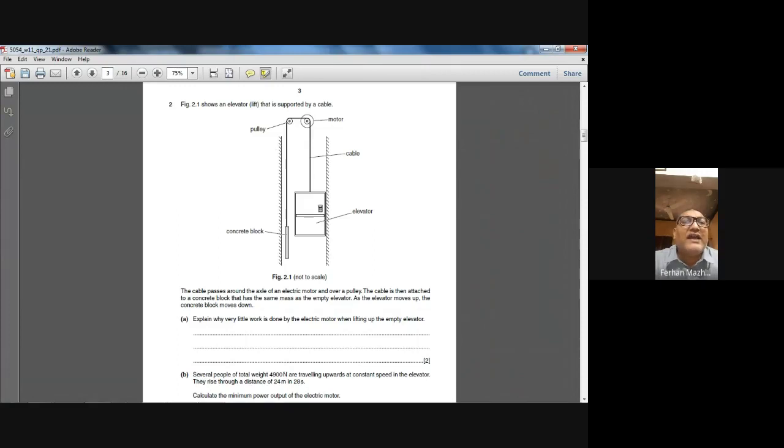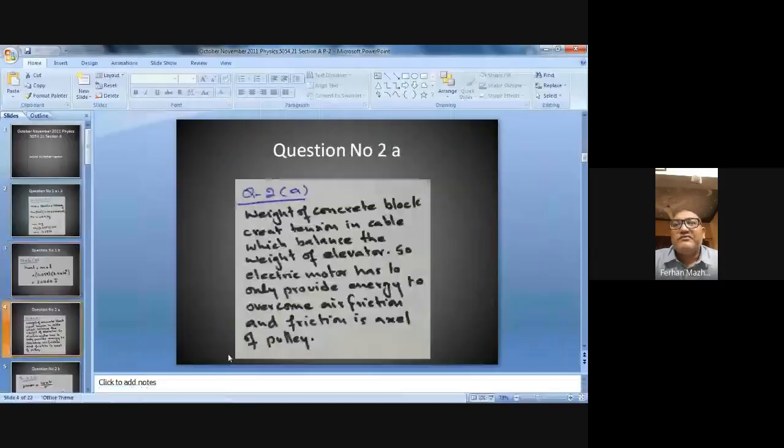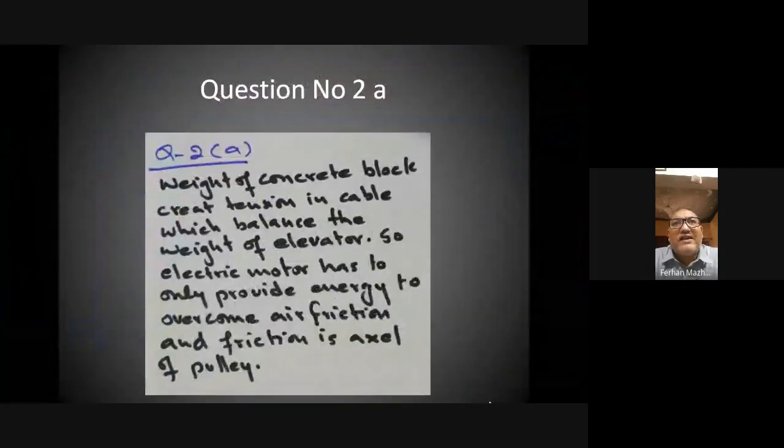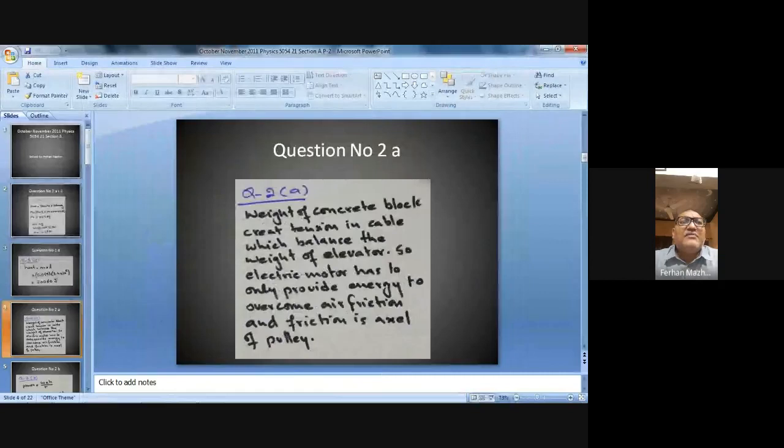Let me show you my answer. A little tricky question, but let's see. Weight of the concrete block creates tension in cable, which balances the weight of elevator. So electric motor has to only provide energy to overcome air friction and friction in axle of pulley. So let's check the marking scheme.